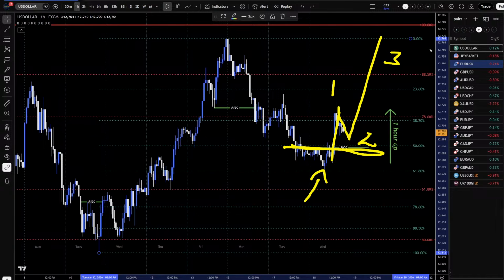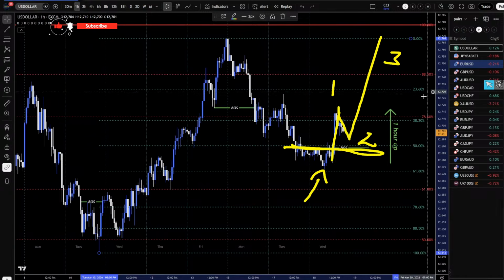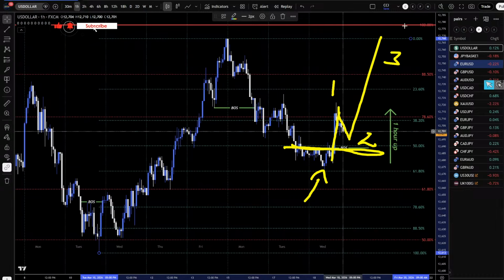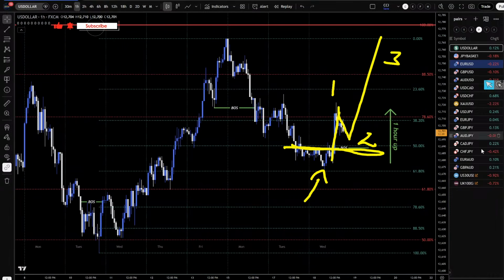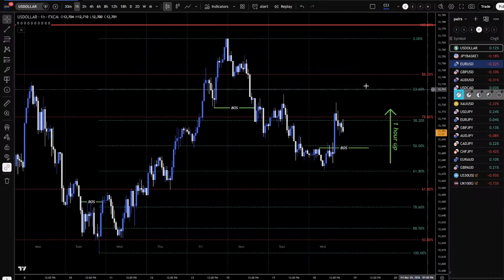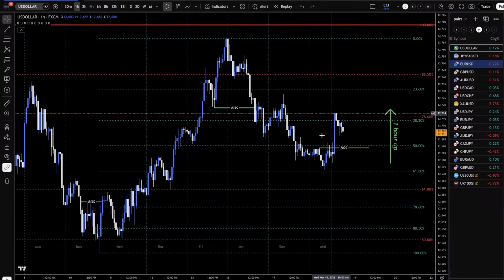1, 2, 3 pattern. I'm actually flat right now. I'm not in any trade, so I don't really have any skin in the game. Sometimes when you're in a trade, you can have some skin in the game, and that can cause bias. Like if I was short the euro dollar, obviously I'd want the dollar index to go up. So right now I'm not in any trade, so it's not like I have a bias based on a trade that I'm in.